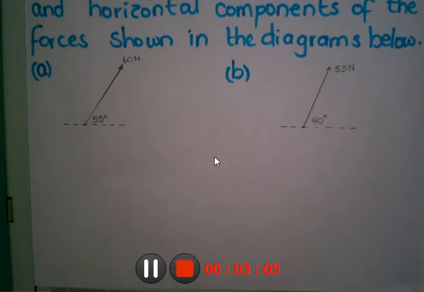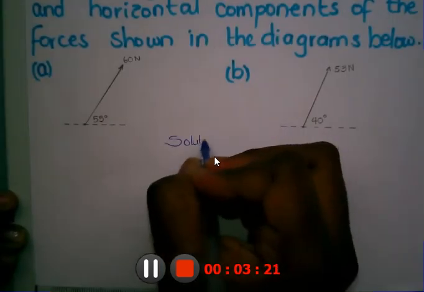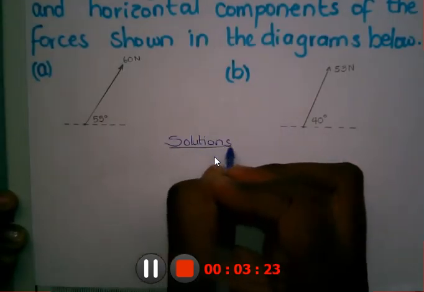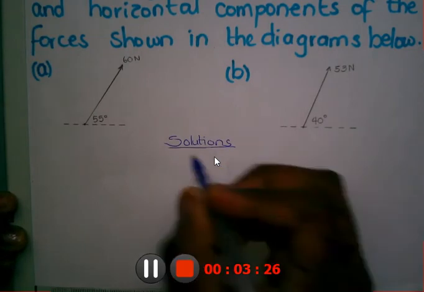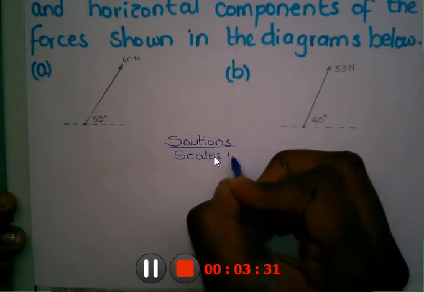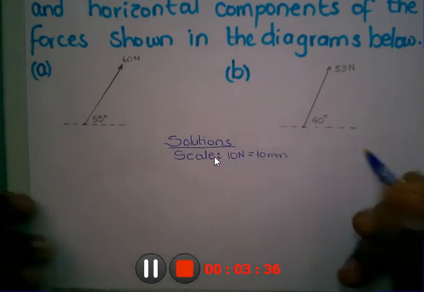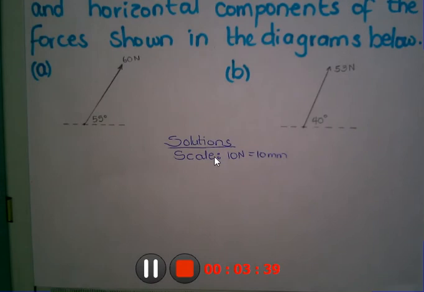So, you need your ruler and your protractor, as usual, our drawing equipment. Remember, we are drawing to scale, and our solutions will come just below there. The scale we are going to use is 10 newtons equals 10 millimeters, or 1:1. It is fine.